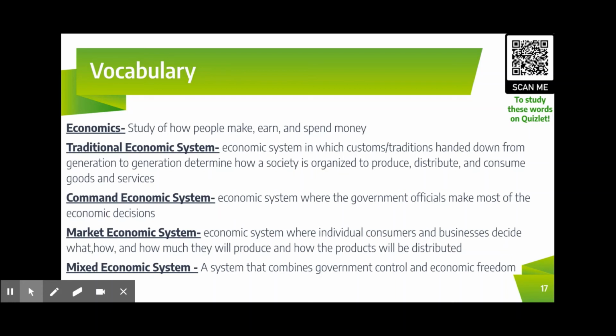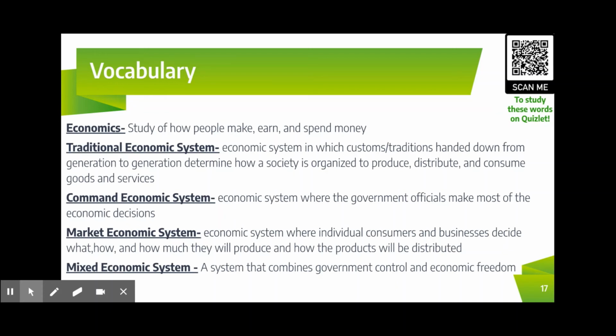Economics, the study of how people can earn or spend money. Traditional economic system. Economic system in which customs or traditions handed down from generation to generation determine how our society is organized to produce, distribute, and consume goods and services.